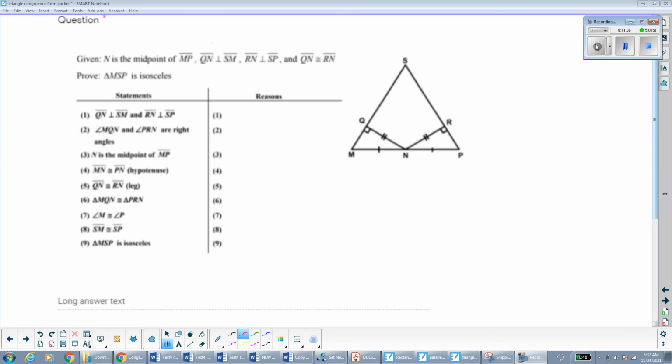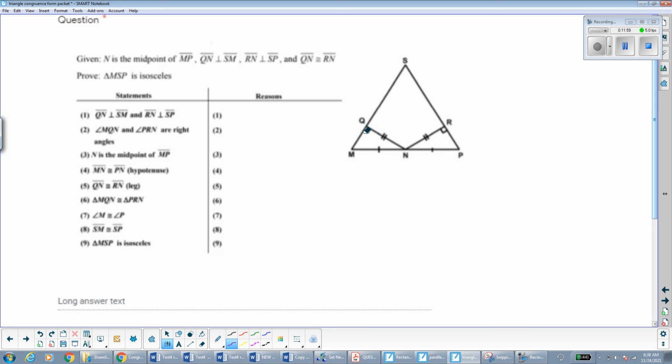Here we have a fill in the blank proof. So before we go filling in the reasons over here, I'm going to just take a look at the givens and try to mark the diagram. It says N is the midpoint of MP. So I see that there are congruence marks on MN and PN. QN is perpendicular to SM.